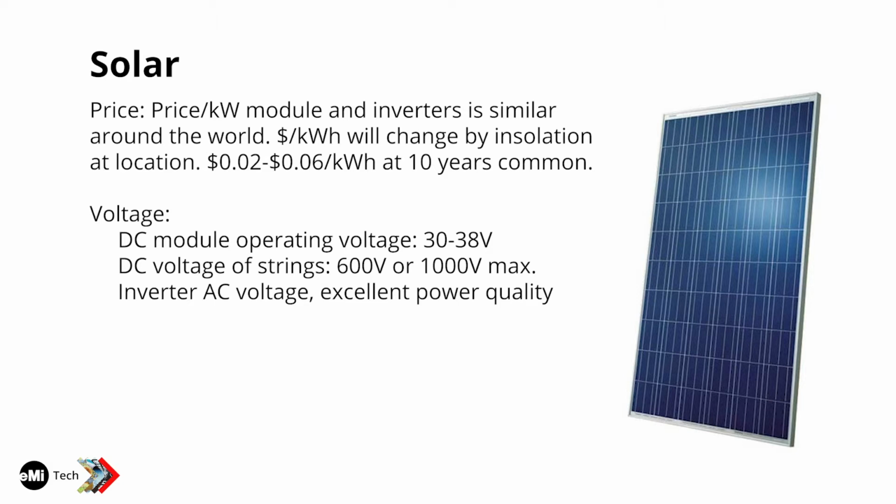The voltage of an individual module is going to be in the range of maybe 30 to 38, depending on whether it's a 60 cell or a 72 cell module. The DC voltage of strings, when you string them all together, is going to be in the ballpark of 600 to 1,000 volts. That's the max voltage, in the worst case conditions, cold weather and full sun. The inverter AC voltage is absolutely excellent power quality these days. We have really good inverters, so you're not going to have to worry about power quality if you have a good system.